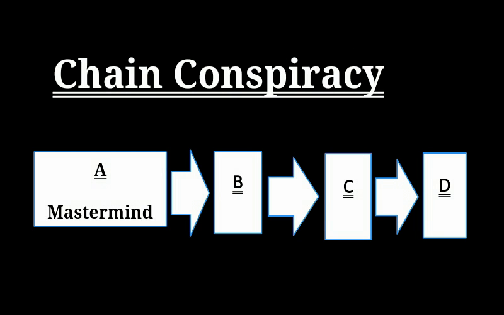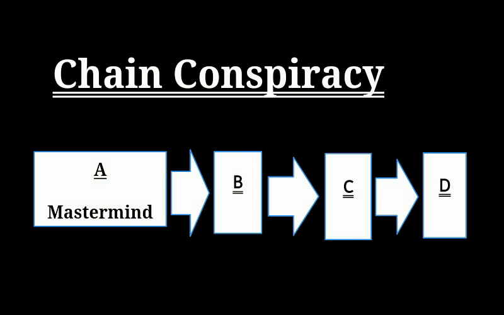Chain conspiracy. This is the second type of conspiracy. It is like a chain. In this type of conspiracy, the conspirators are not directly linked to the mastermind. They are linked to one person. Most of the terrorist attacks and bomb blasts are committed through this conspiracy.